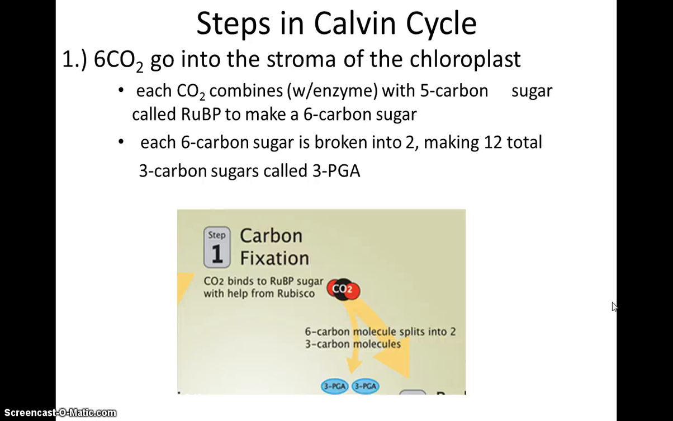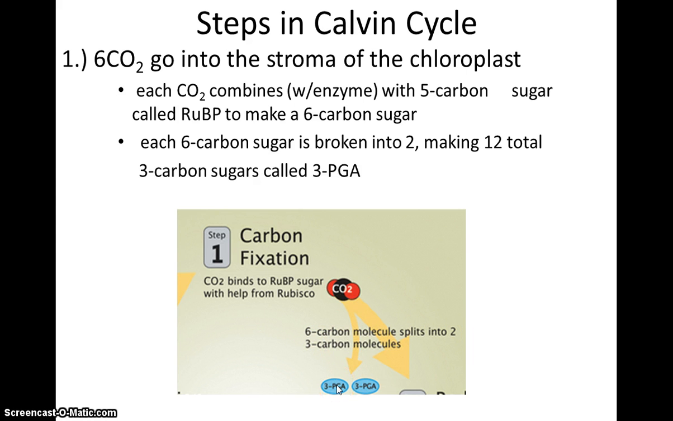Each of these then is going to be broken into 2 and basically split, and this will make a total of 12 3-carbon sugars. So again, there will be 6 of these molecules because there are 6 CO2s coming in. Each CO2 is added to a 5-carbon sugar that makes a 6-carbon sugar. When 6 is cut in half, it's 3. Well, you end up with 2 of them.